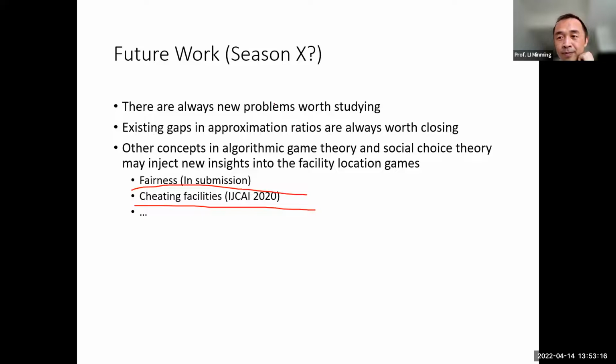Now, of course, there are also many new problems that you can study. And those approximation ratios, many of the times they're not tight. You can try to close the gap, right? Okay, I guess this is the end of my sharing for facility games in the second hour.